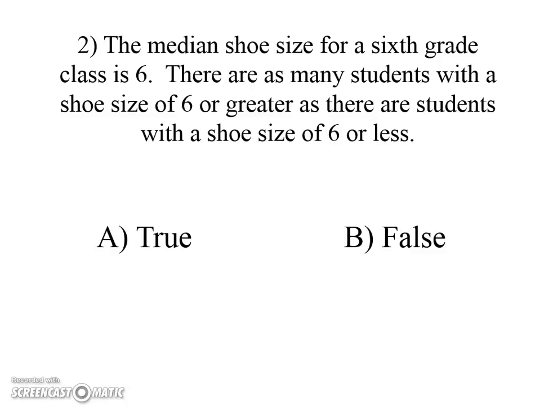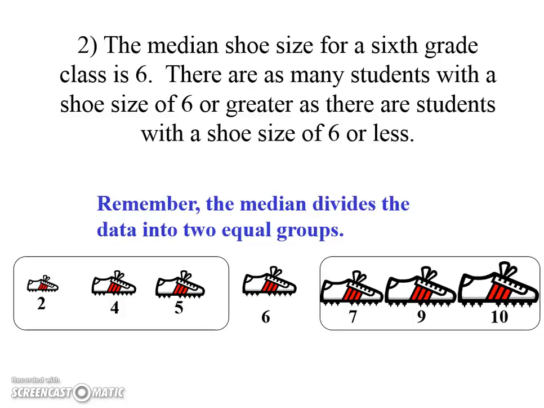Pause the video and try this one. This one is true, because remember, the median divides the data into two equal groups. So therefore, there are students who have shoe sizes greater than 6, and there are students who have shoe sizes less than 6.